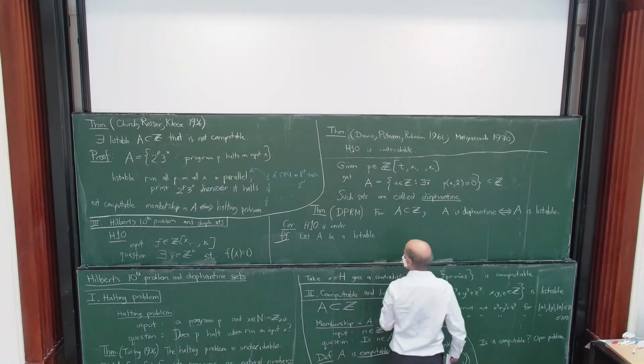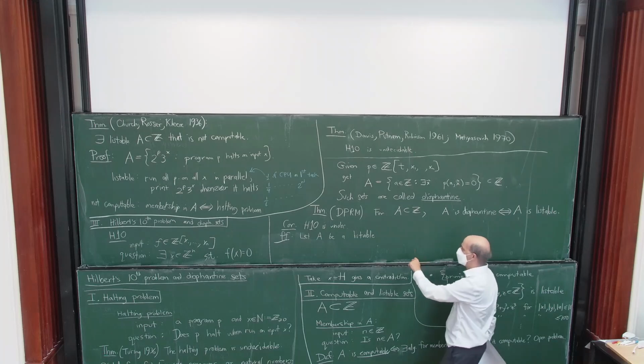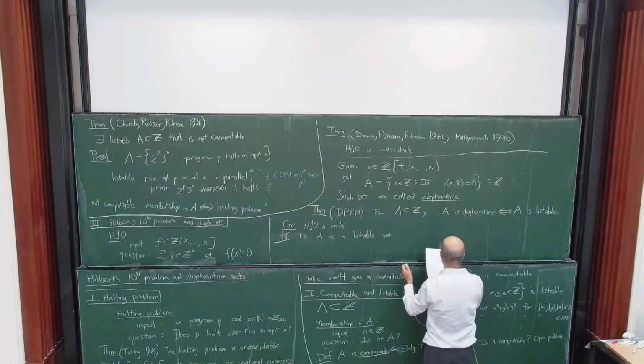Thank you. So, is this high enough? Okay. This is the listable set that is not computable.